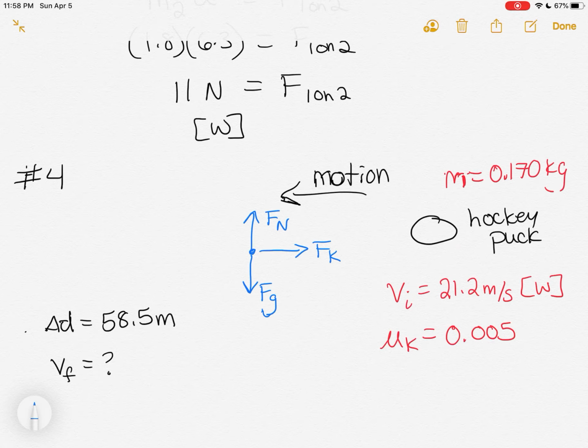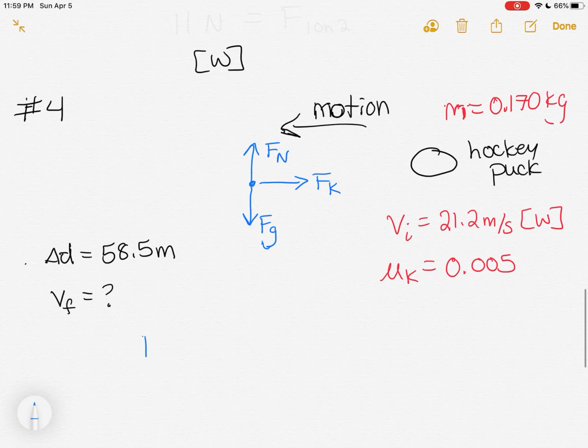Okay, so the only force that's acting on this puck on the x-axis is our friction force. It's acting opposite our motion. And so what that means is that our F net x for our puck is negative Fk, right? We need to find the acceleration of the hockey puck. We have the displacement, we have the VI, but since we don't have the acceleration or the time, we can't find VF without one of those things.